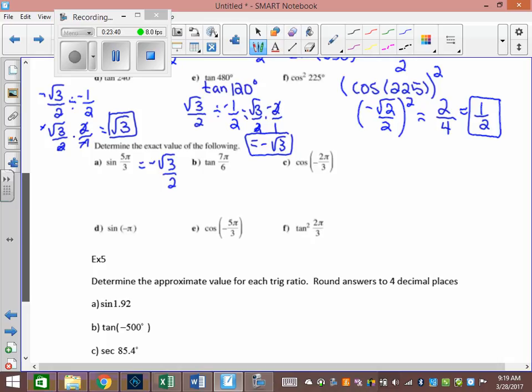Tan of 7 pi over 6. So you need tan is y divided by x. So it's going to be negative a half divided by negative root 3 over 2. So it's negative a half times negative 2 over root 3. And so I'm going to get 1 over root 3. What's the catch with that? You need to rationalize. So you're going to get root 3 over 3.